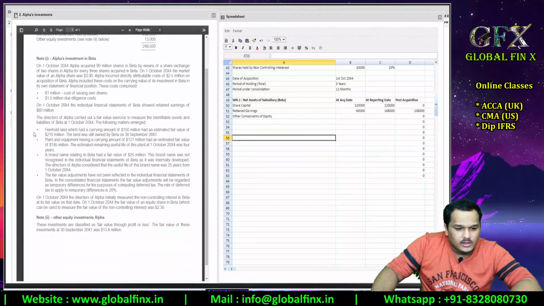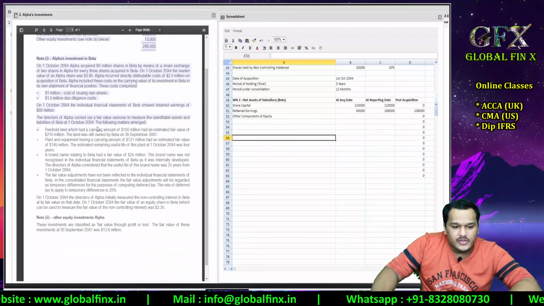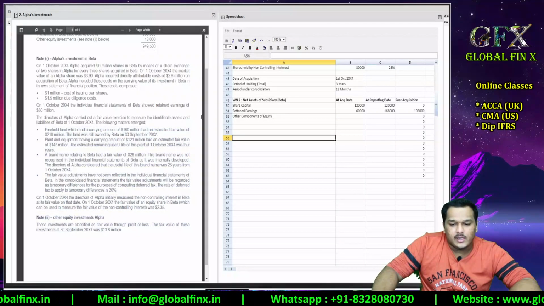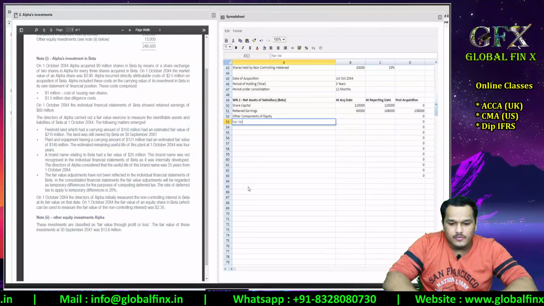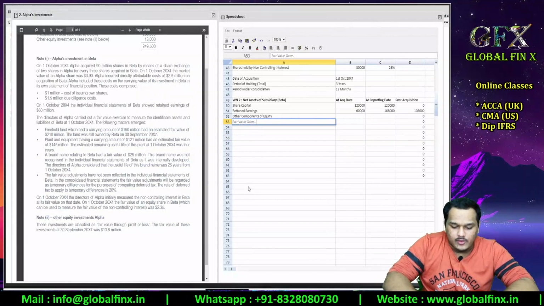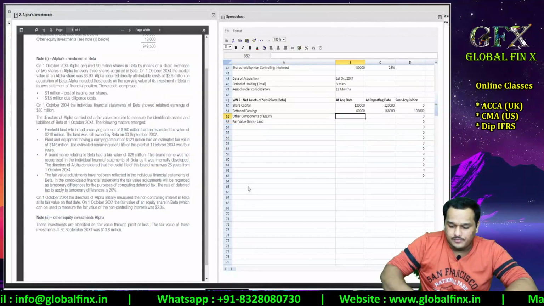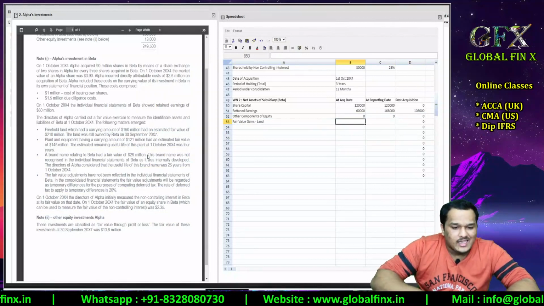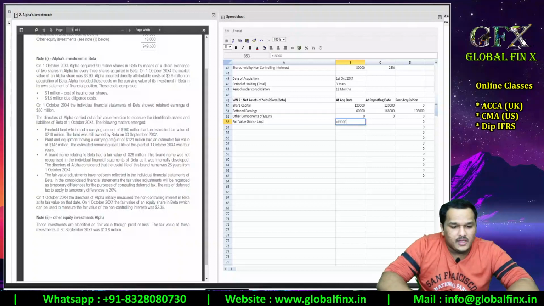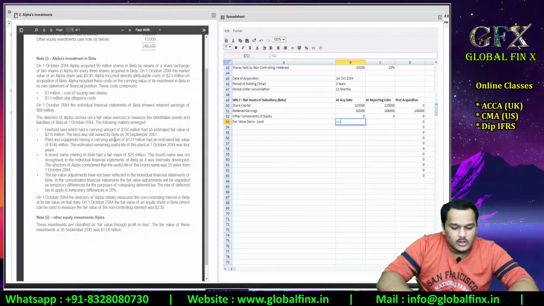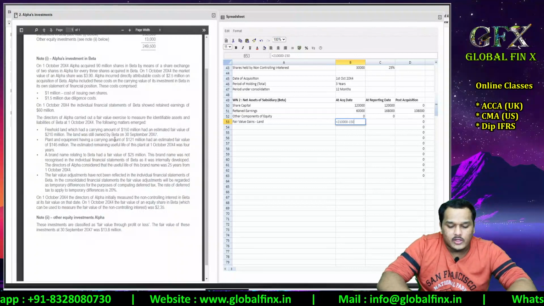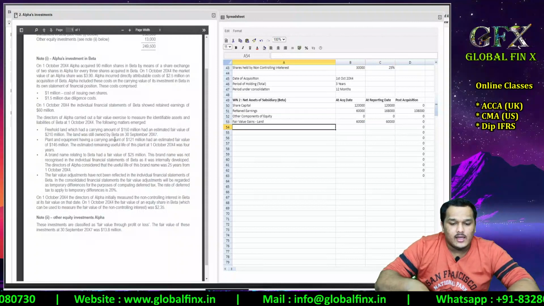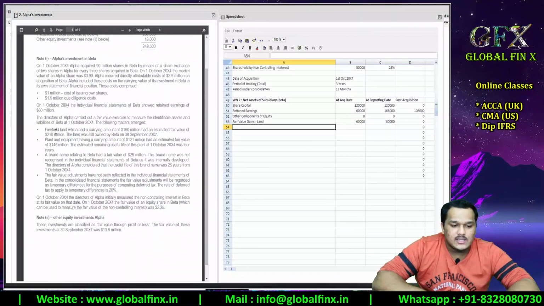So here, the first information is freehold land which had a carrying amount of 150 million and an estimated fair value of 210 million. So the first one is fair value gains for land. Other components are not there, so I'm putting 0. Fair value of land at the acquisition date is 210 million, but we are showing it at only 150 million. That means 60,000 is our fair value gain. There won't be any additional depreciation because this is freehold land.